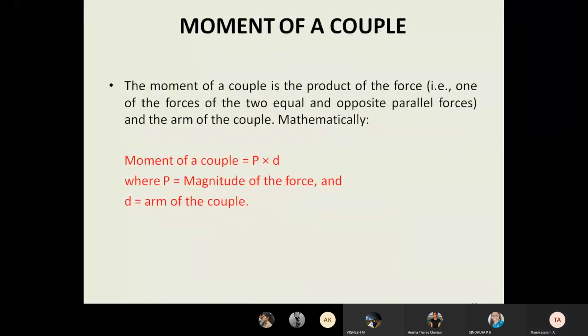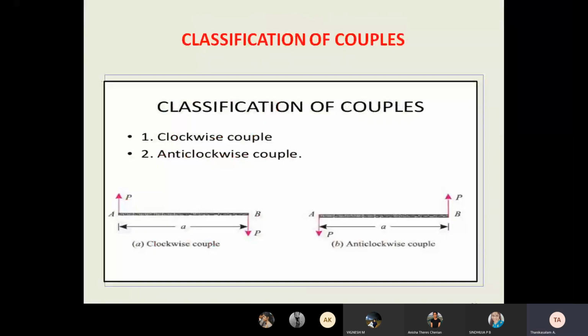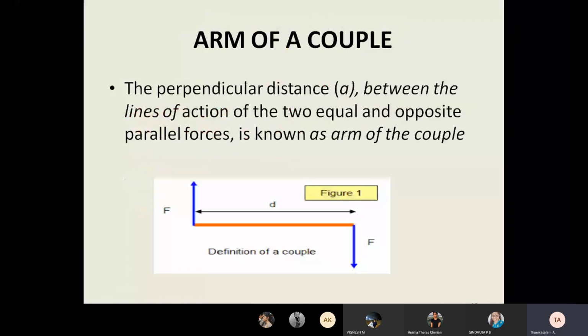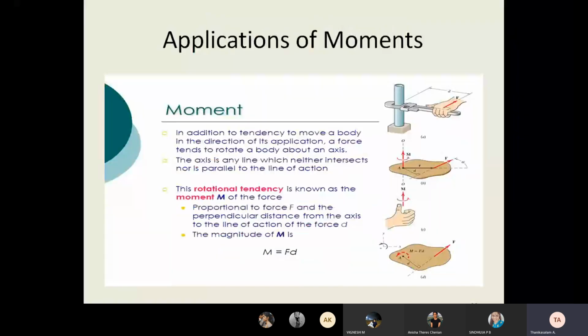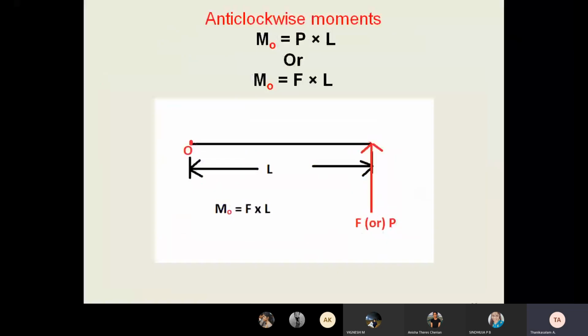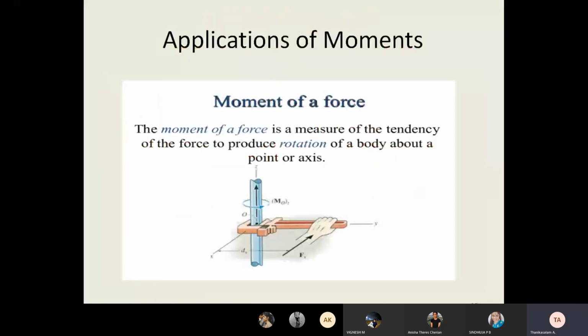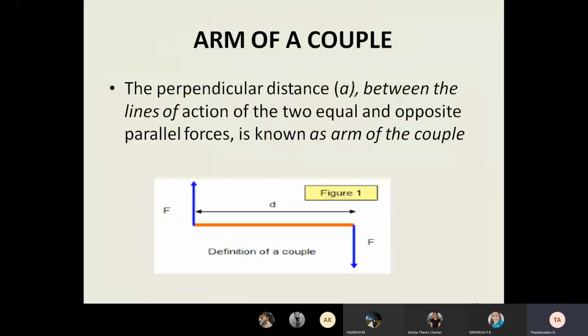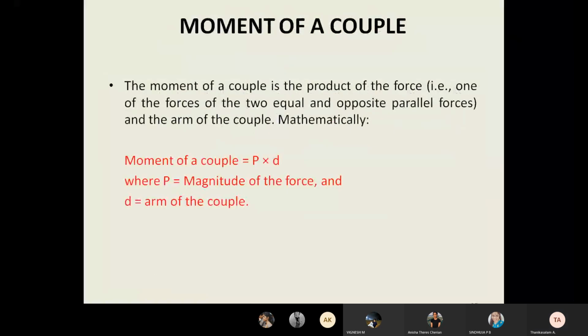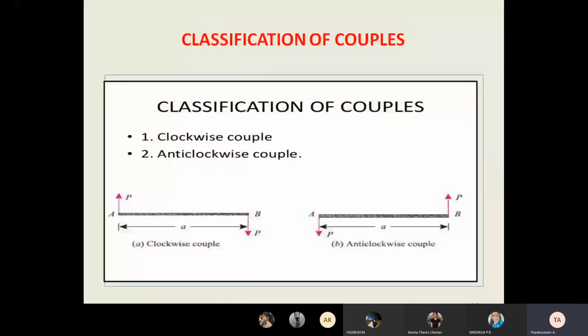See here, there are two couples: clockwise couple and anti-clockwise couple. Moment means only force into distance. Students, don't get confused. Moment means force into distance only. Couple means two equal forces acting on the same body at two different places. See here, P is acting upward, and the same P is acting downward at point B. The A means the arm of the couple. This is a clockwise couple, and this is an anti-clockwise couple.